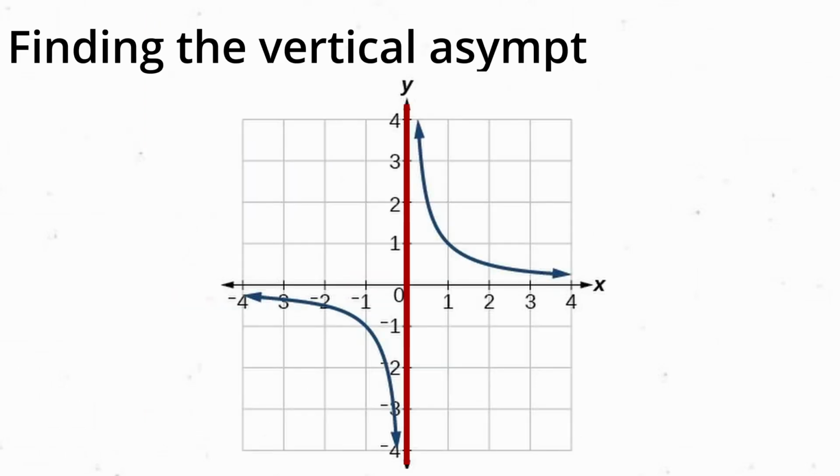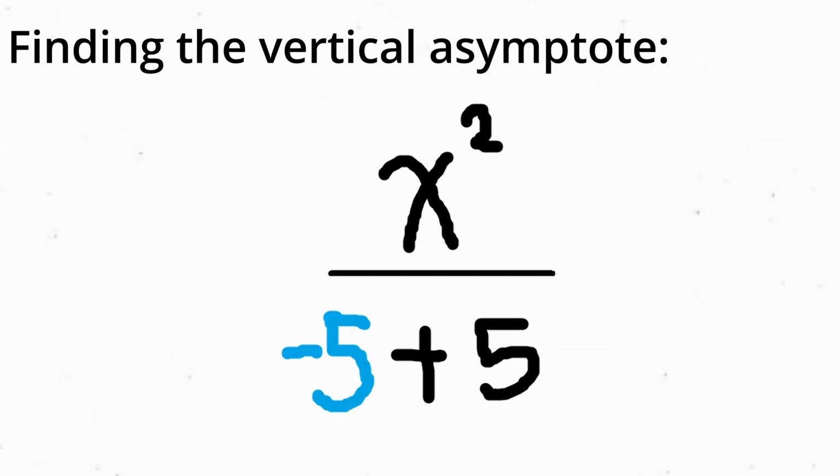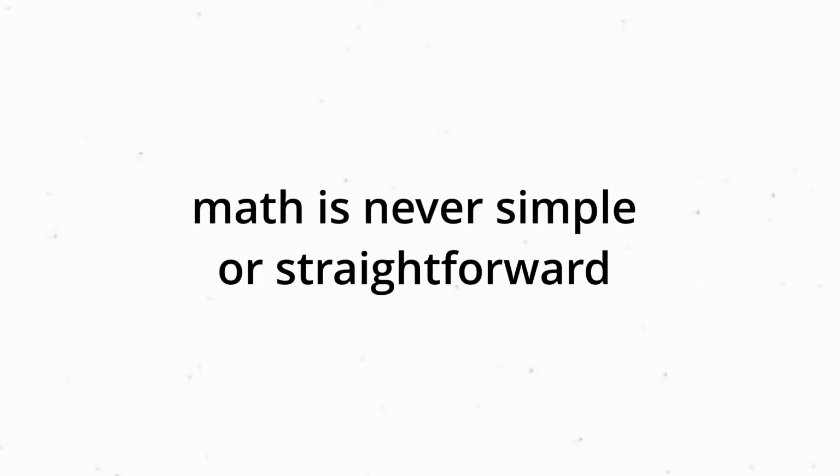Finding where the vertical asymptote of a rational function is pretty straightforward. Just set the function in the denominator to 0 and solve for x. That will give you the x value where there is a vertical asymptote. However, as we've also learned, math is never simple or straightforward, so of course there are exceptions to this rule.